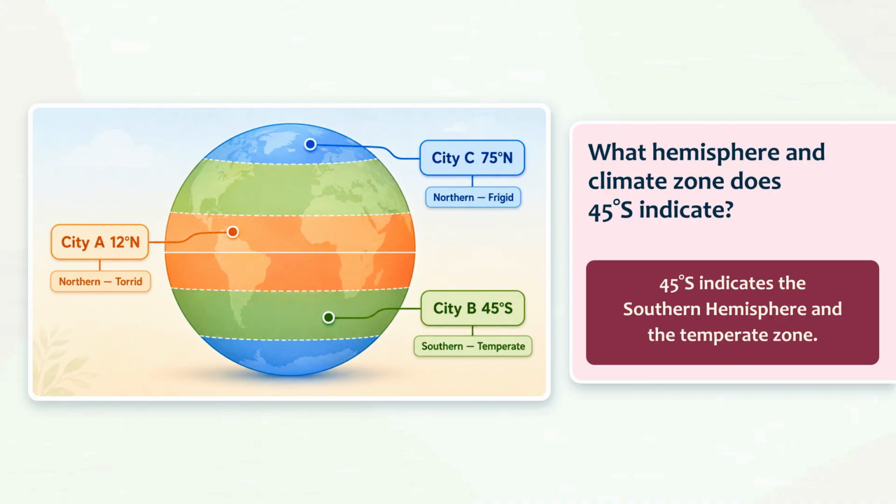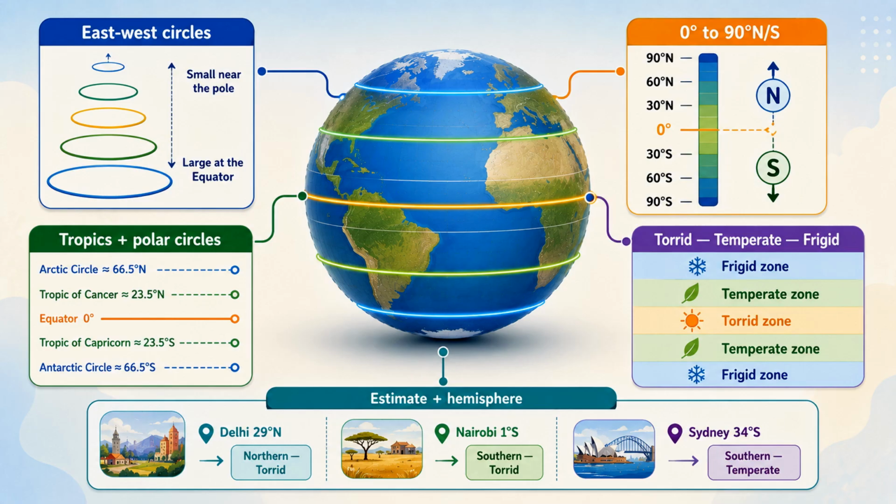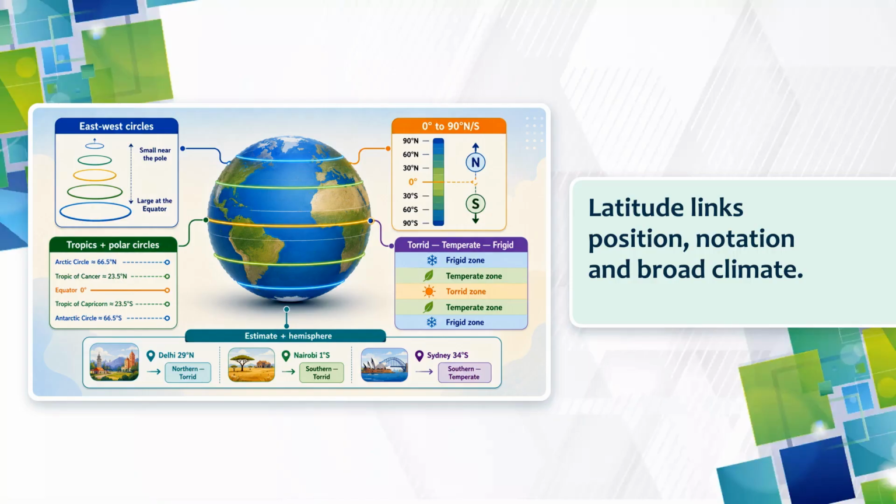Next, we will reconstruct the full lesson from parallel shape to city application. Latitude uses parallel east-west circles, degree values north or south of the equator, important tropics and polar circles, and climate bands. An atlas lets us estimate a city's latitude and hemisphere from these clues. The connectors show that every scene answered a different part of one question. Latitude links position, notation, and broad climate. The same horizontal circle system supports all 3.